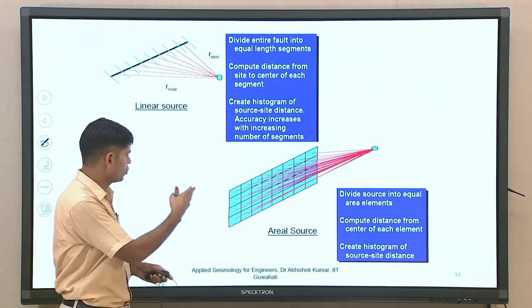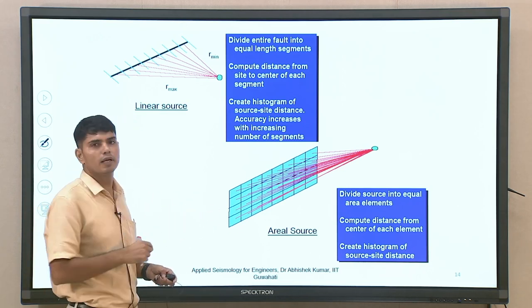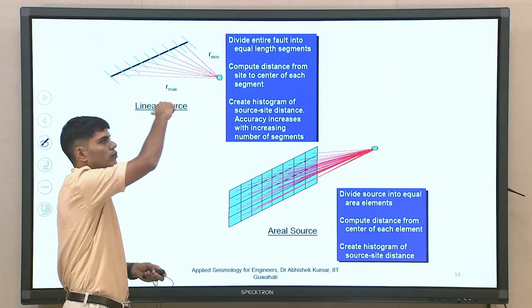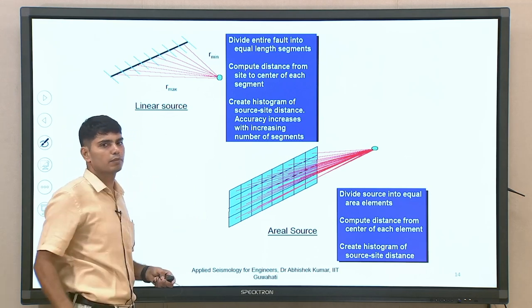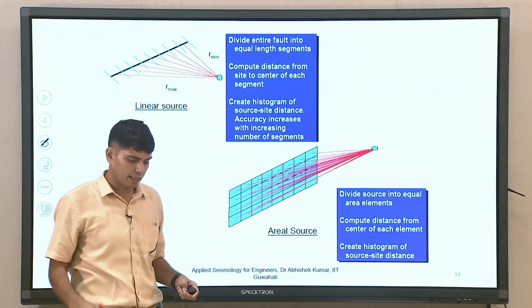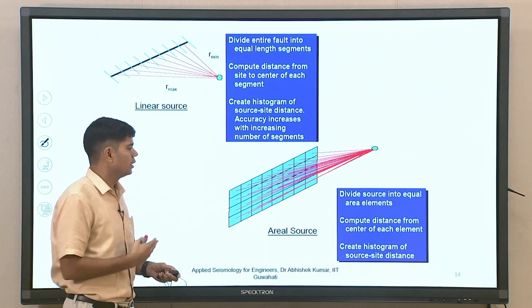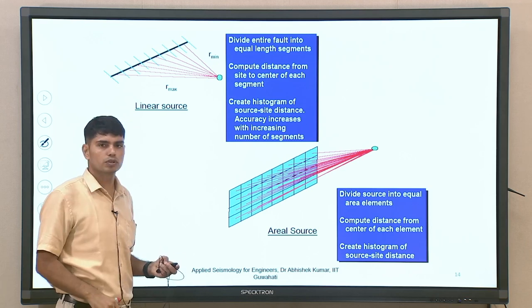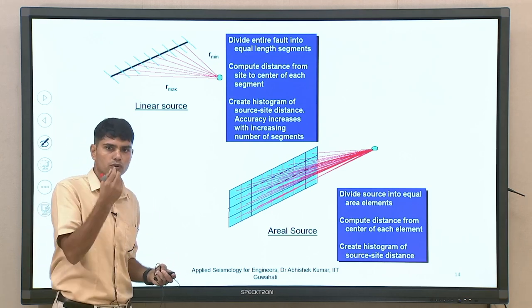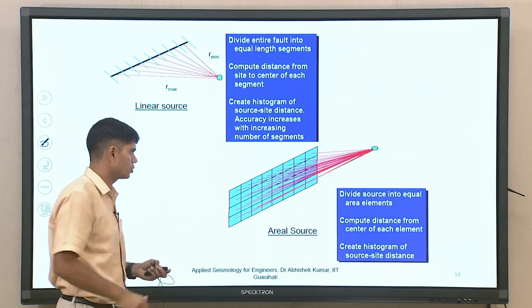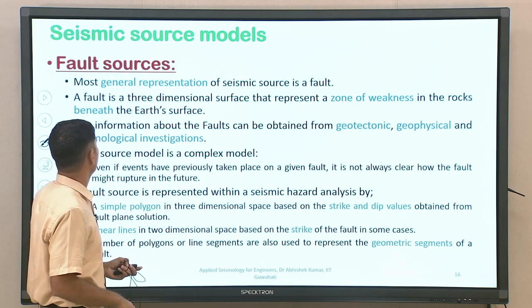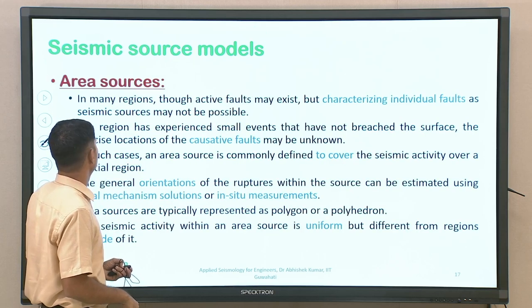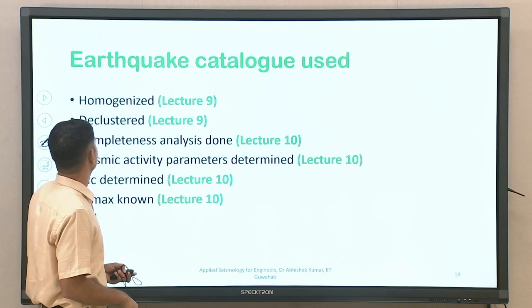If you are talking about a two dimensional source or areal source, rather than dividing the length into different sections, we can divide the entire area into different parts. So, if we recollect what has been discussed in source characterization, we have point source, linear source, and areal source. That also can be done over here. This is already discussed in lecture 9, so I am not going into those details over here. Areal source also is there.